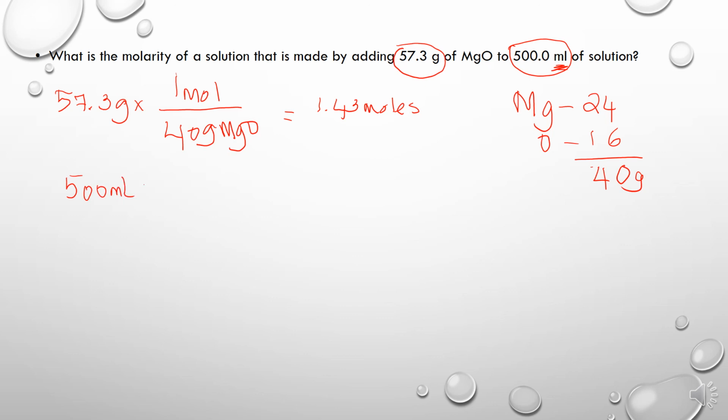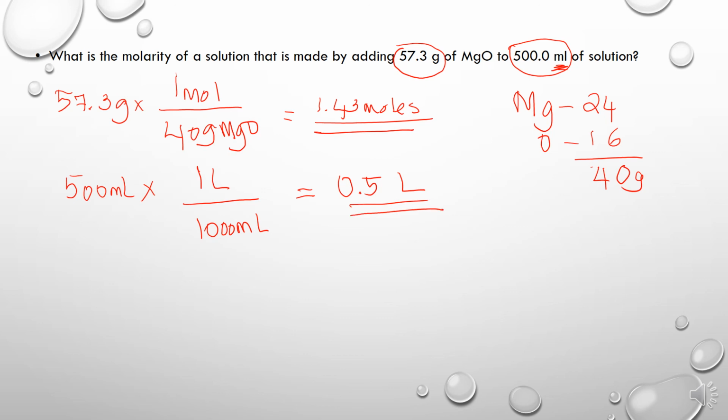The next conversion is converting milliliters to liters. So 1 liter has 1,000 milliliters. How much is 500 milliliters? So that is 0.5 liters. You have moles, you have liters. So now plug and chug.